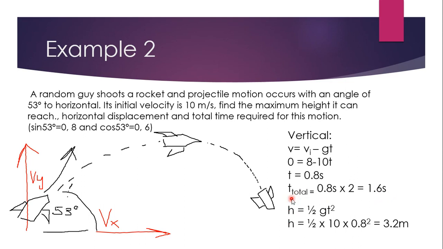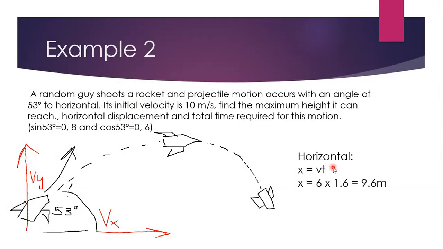And here we go next, which is finding the height. H equals 1/2 times gt squared. So 1/2 times 10 times 0.8 squared equals 3.2 meter. Okay.